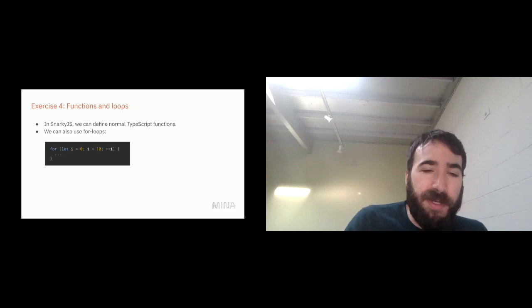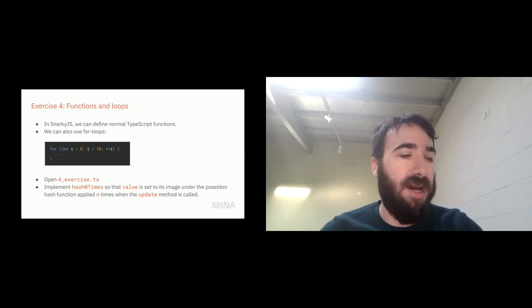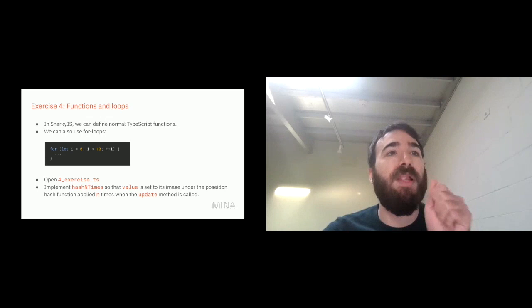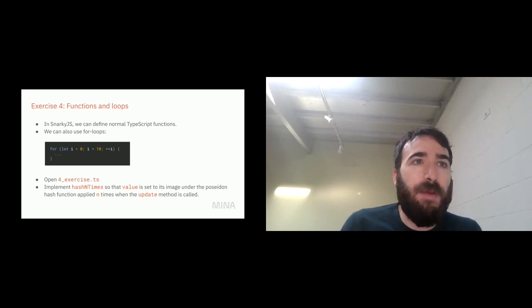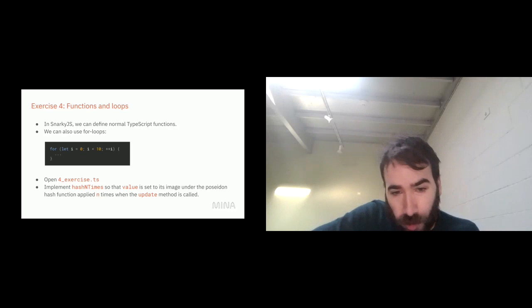So for this exercise, open the file exercise.ts. In that file, there's a function called hash n times. The idea of this function is it should apply the Poseidon hash function n times. So you give it a number n and an input, and it should hash that input n times. You should use a for loop, or whatever you want. Maybe you could also use recursion to implement that function.